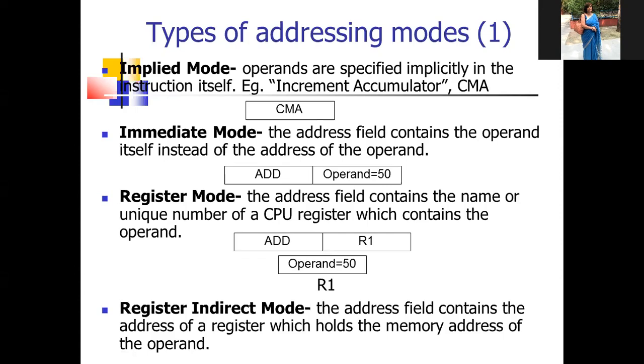So the value of the operand in this case will be 50. It is not working as an address. It is working as the final value of the operand. And now next is the register mode. What is the definition of the register mode?